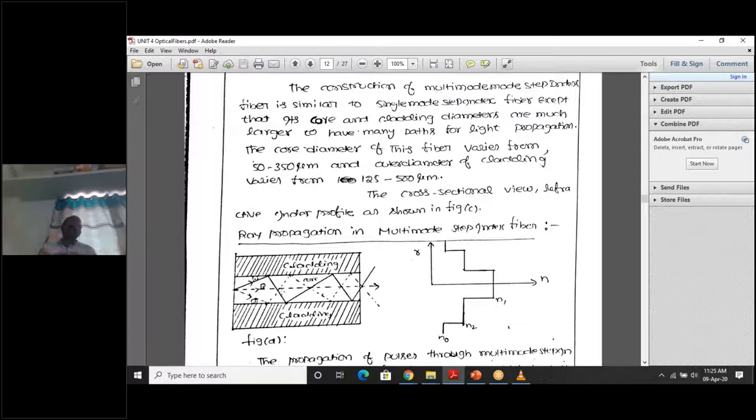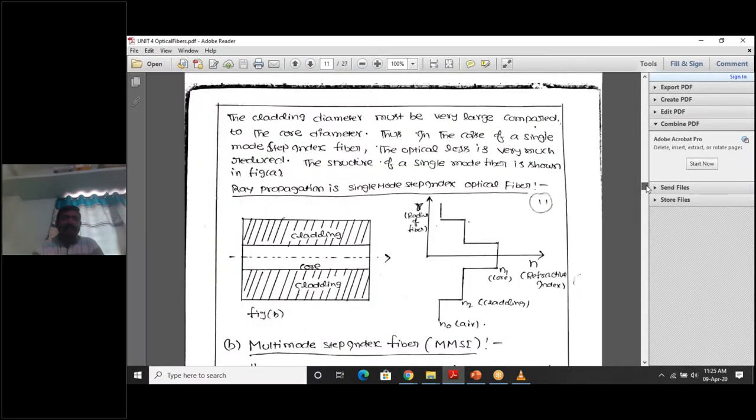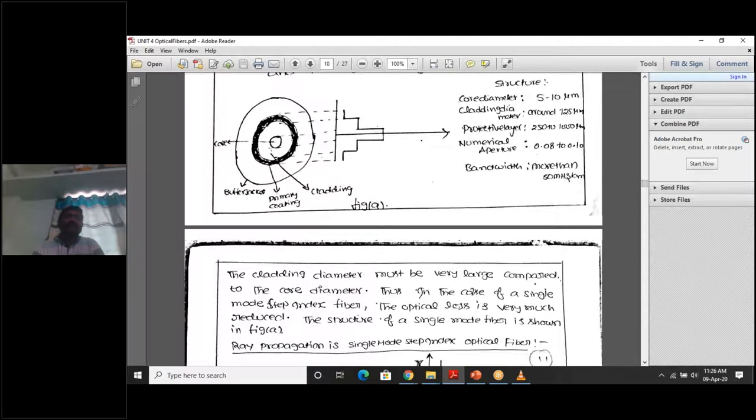Now, what is the reason, sir? The simplest reason: in single mode, the width of the road from Nizampet to GRIET is narrow, so it allows only one light ray. On that analogy, I am explaining the single mode optical fiber. Here the width of the core is very, very narrow.